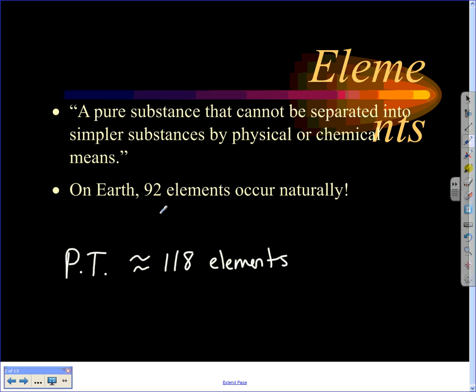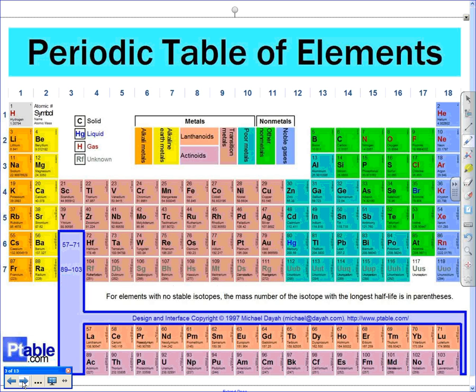Man-made elements are essentially synthesized by putting together protons, and those protons, when arranged a certain way, form new elements. Elements that are man-made oftentimes don't last very long. For instance, elements like 112 or 111 only realistically occur for fractions of milliseconds, and then they break down into different elements. So just so you know, elements are pure substances that cannot be separated into simpler substances by physical or chemical means. Here on the periodic table, we have lots of varieties of different elements.